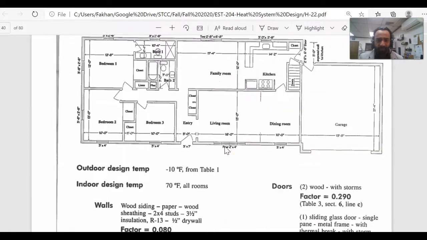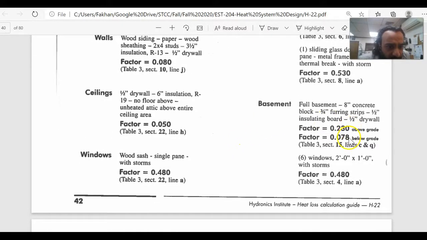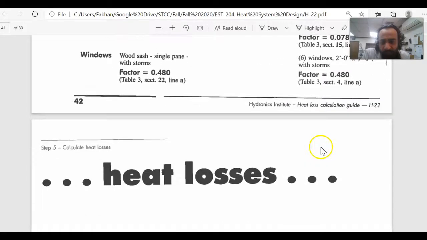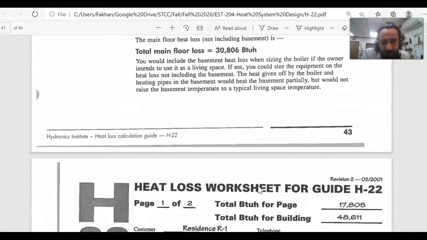Special application. Let's look in here. Garage, doors, basement, concrete strip. We have, this is the factor. So we have two factors, something above grade and something below grade. And the windows are considered weather stripped and insulated. Okay, heat losses. Moving on.